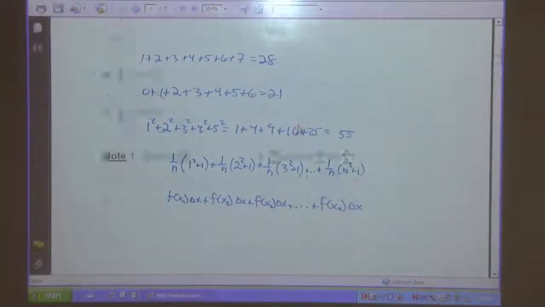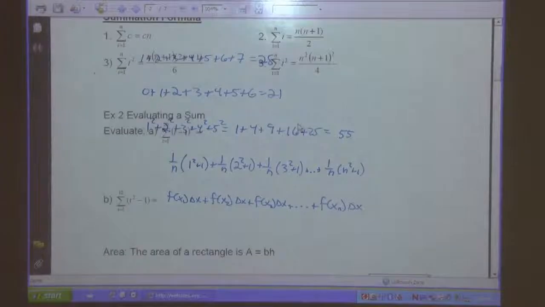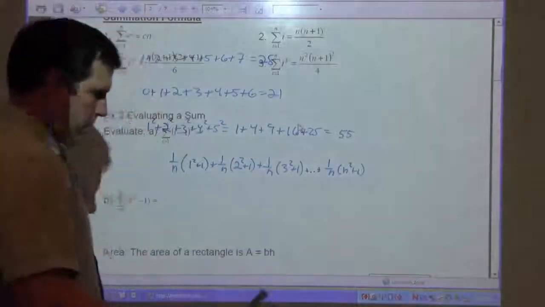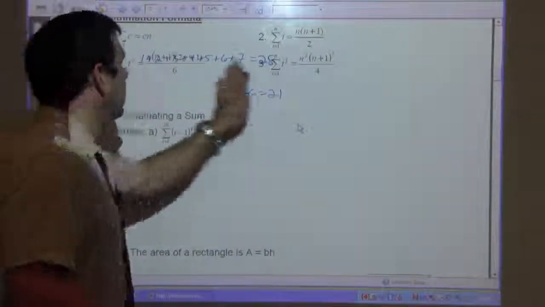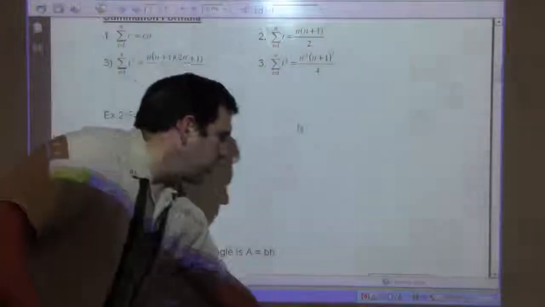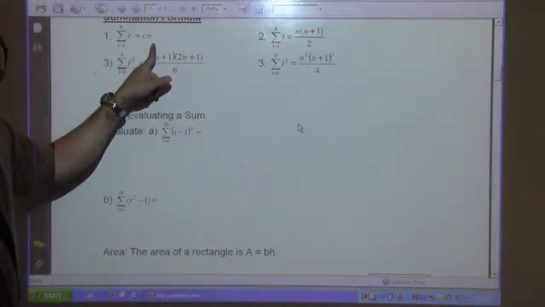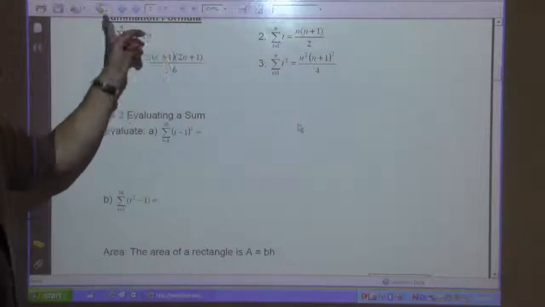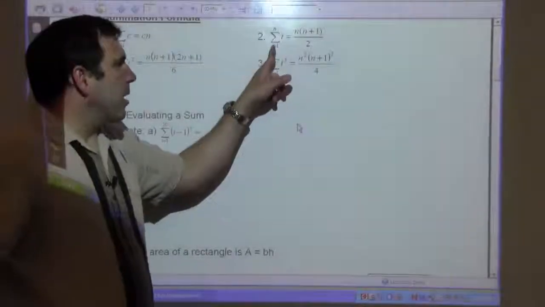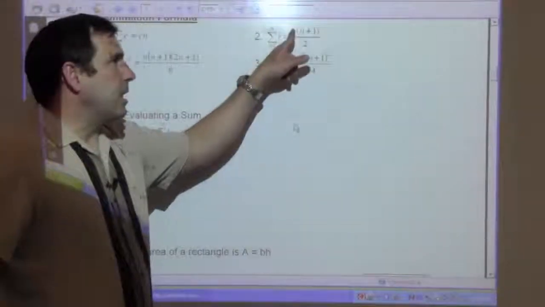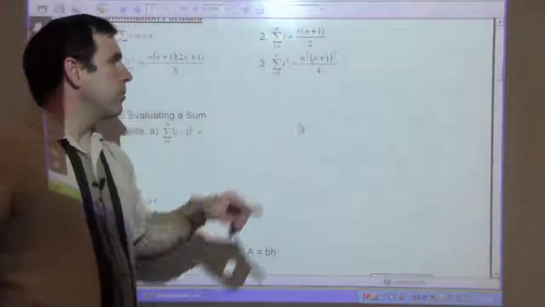So let's look at some summation formulas, what they add up to. Now if you ever do the sum as i goes from 1 to n of c, that's just c times n, because you're doing c plus c plus c n times. The sum as i goes from 1 to n of i, that's 1 plus 2 plus 3 all the way up to n, is n times n plus 1 over 2.